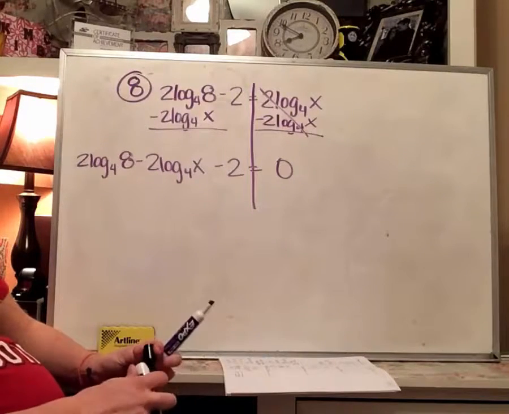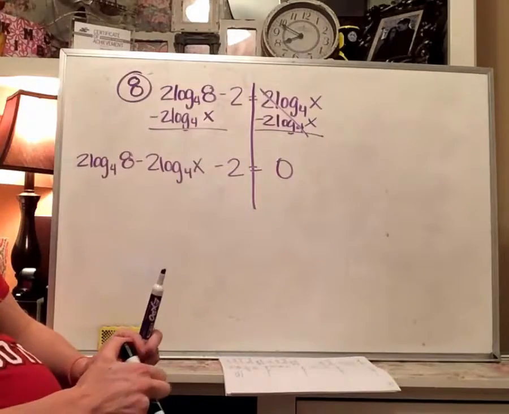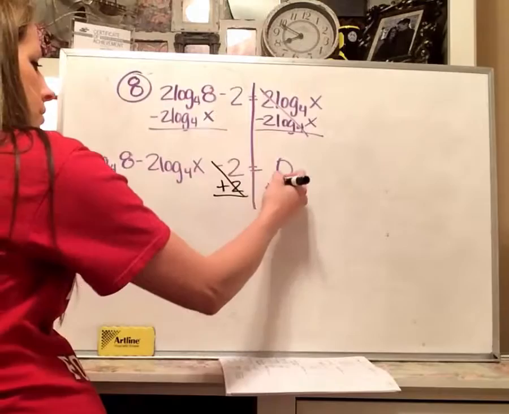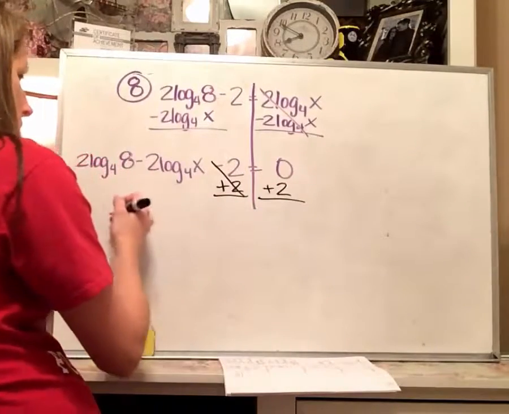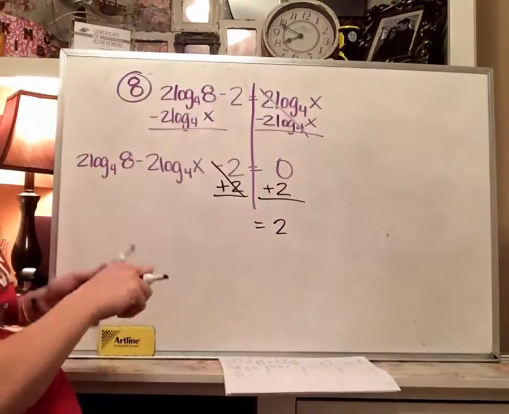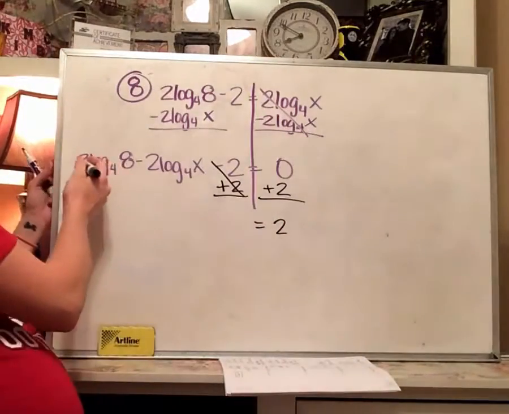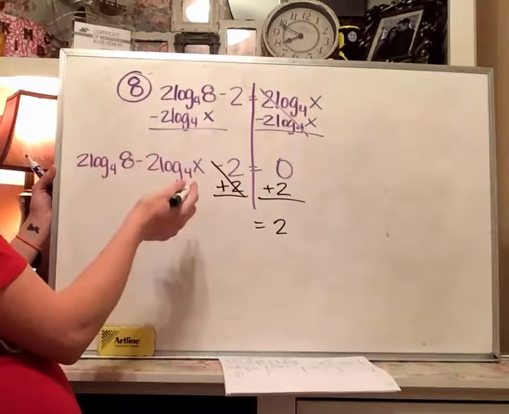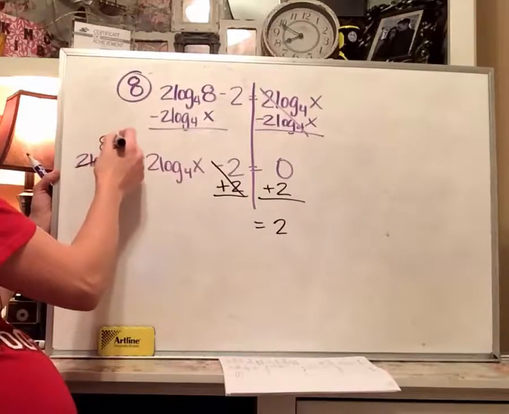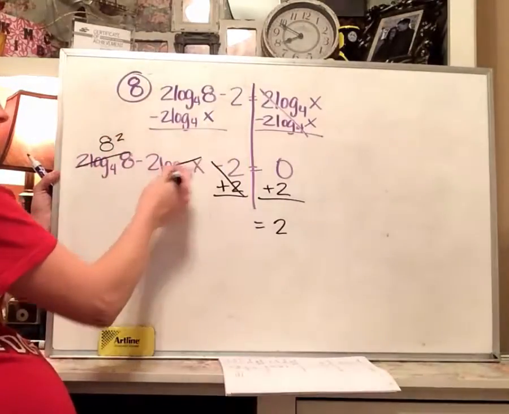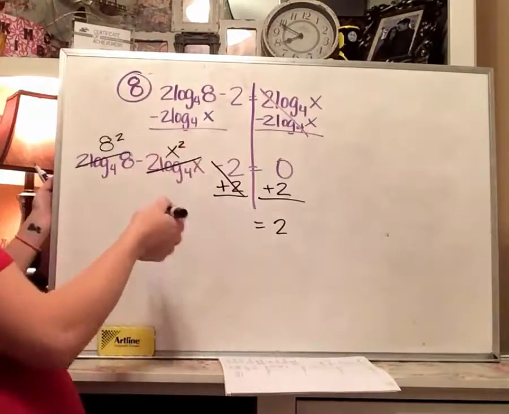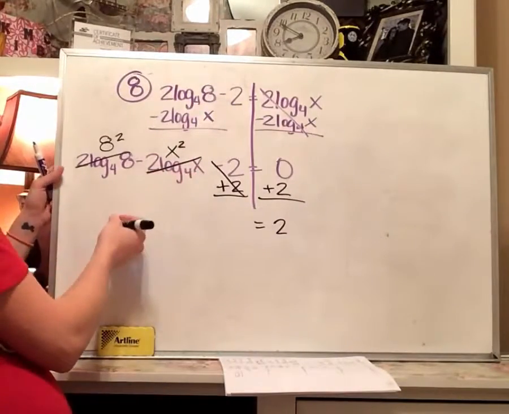Next thing I'm going to do is move that 2 to the other side. So add 2, and I get 2 on the right. See how these logs both have a 2 in front? Let's go ahead and change that to an exponent. So that would be 8 squared. Remember, if you have a number in front, that's like your exponent. So this would be x squared.